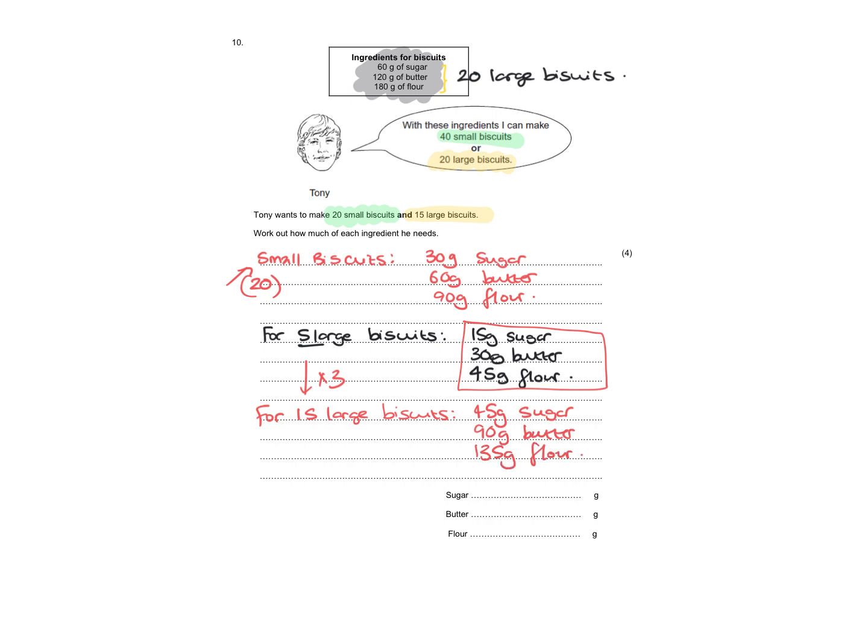Now, to work out the total amount needed, I need to add together the ingredients for sugar, butter, and flour separately for the 20 small biscuits and the 15 large biscuits. So 30 grams of sugar plus 45 grams of sugar gives me 75 grams of sugar. 60 grams of butter plus 90 grams of butter gives me 150 grams of butter. 90 grams of flour plus 135 grams of flour gives me 225 grams of flour. That is not the only way of working out the answer to this question. It is just one method.